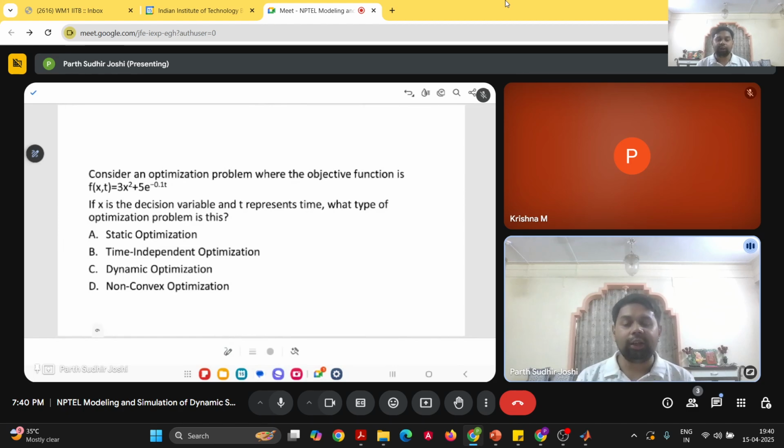In the next question, we have been given an optimization problem where the objective function is f of x comma t is equal to 3x square plus 5 e to the power minus 0.1 t, where x is the decision variable and t represents time. So what type of optimization problem is this?